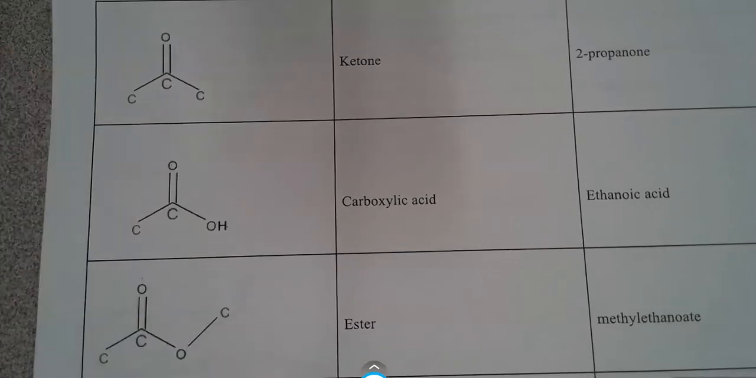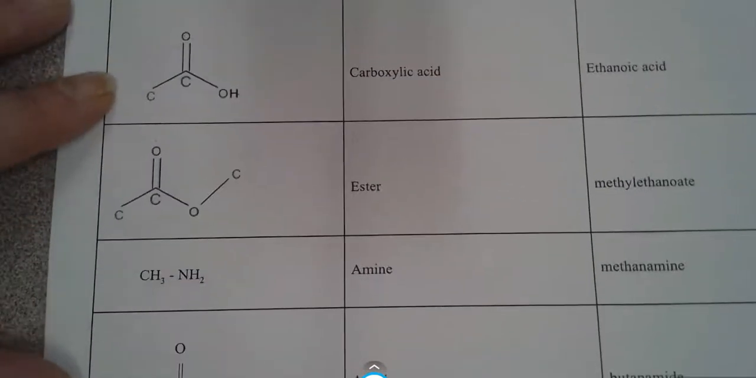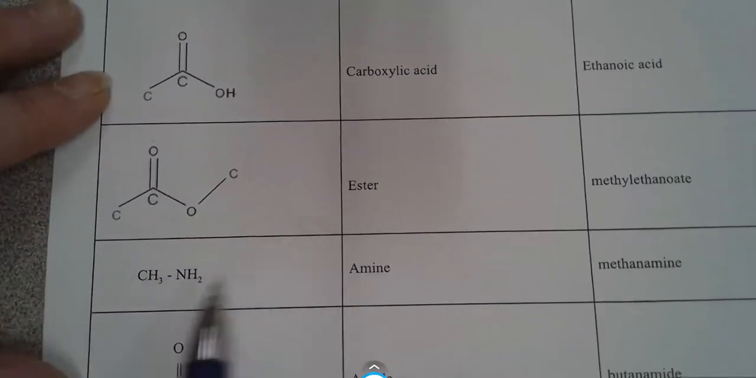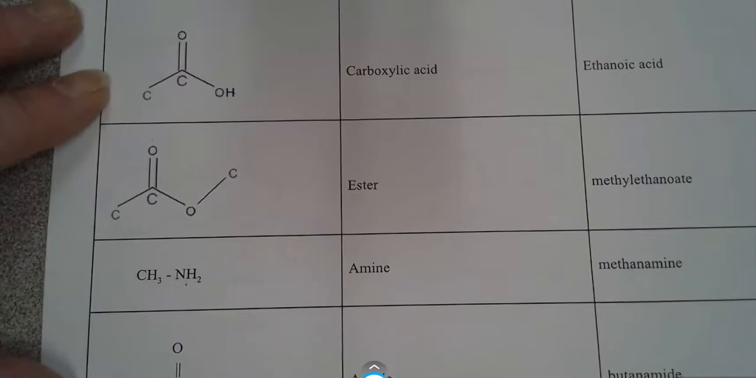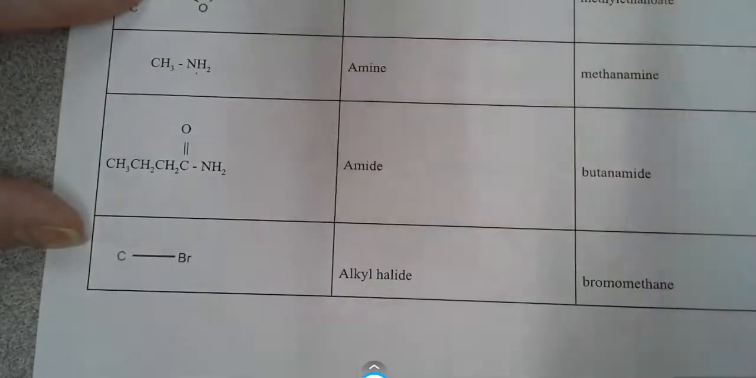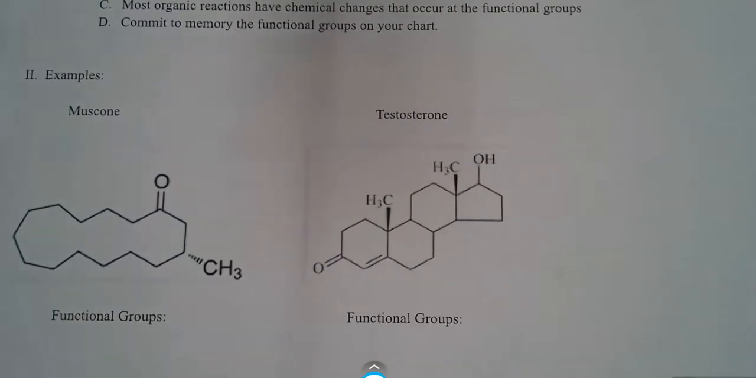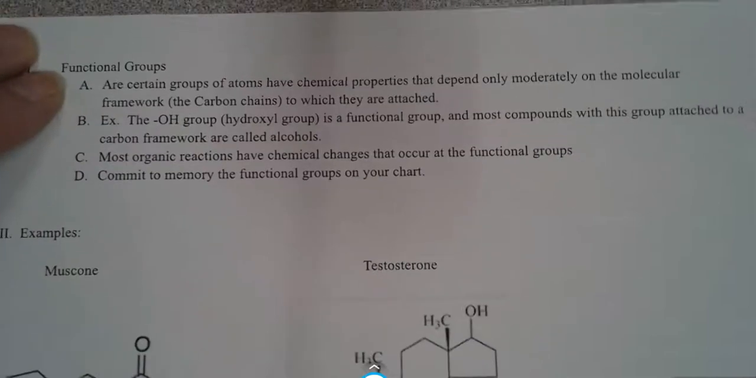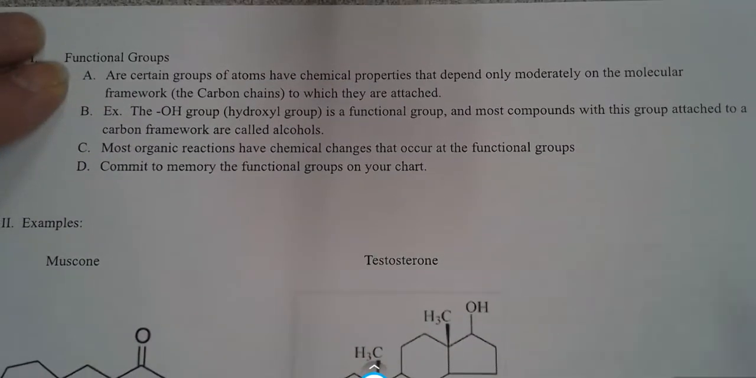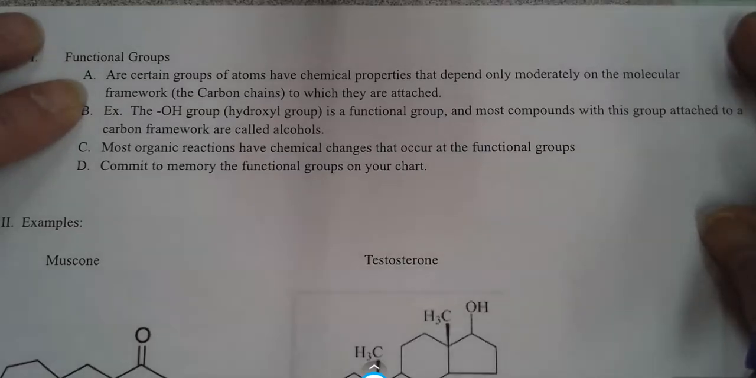Now, you've seen most of these structures that we drew, but you didn't know what they were. An amine, all right, has a nitrogen in it. An amide has a C double bond O and a nitrogen in it. And then your alkyl halide, all right, has your halide in it, your group 17, okay? And finally, these functional groups are groups of atoms that have chemical properties that depend only moderately on the molecular framework, the carbon, to which they're attached.